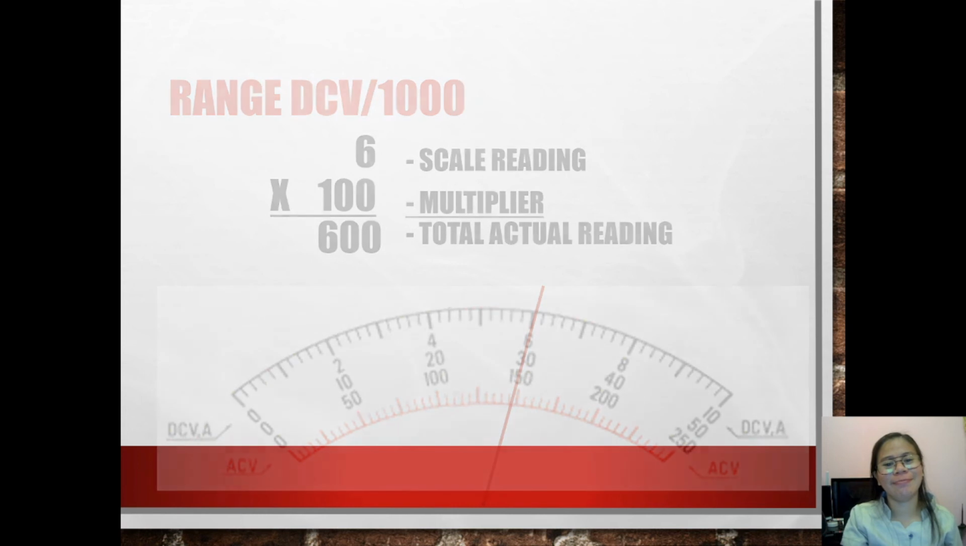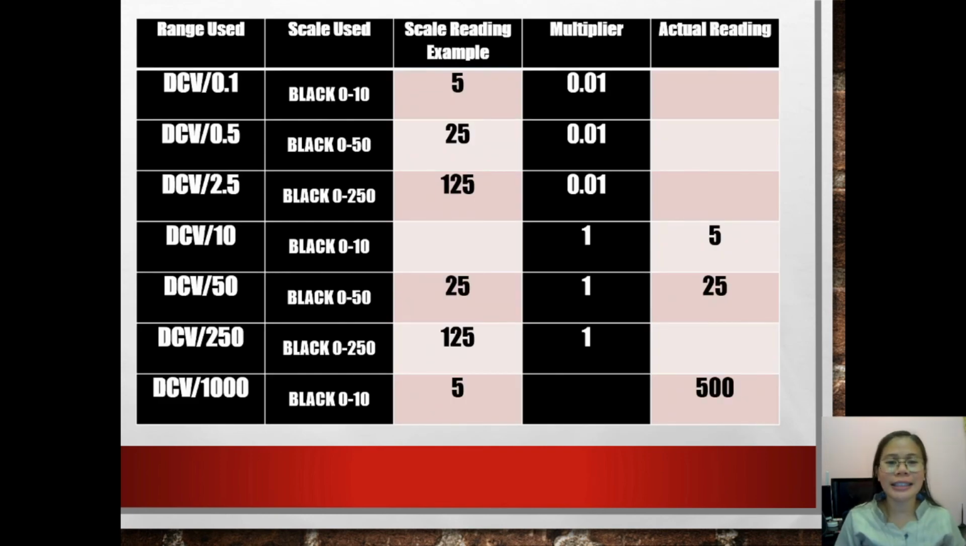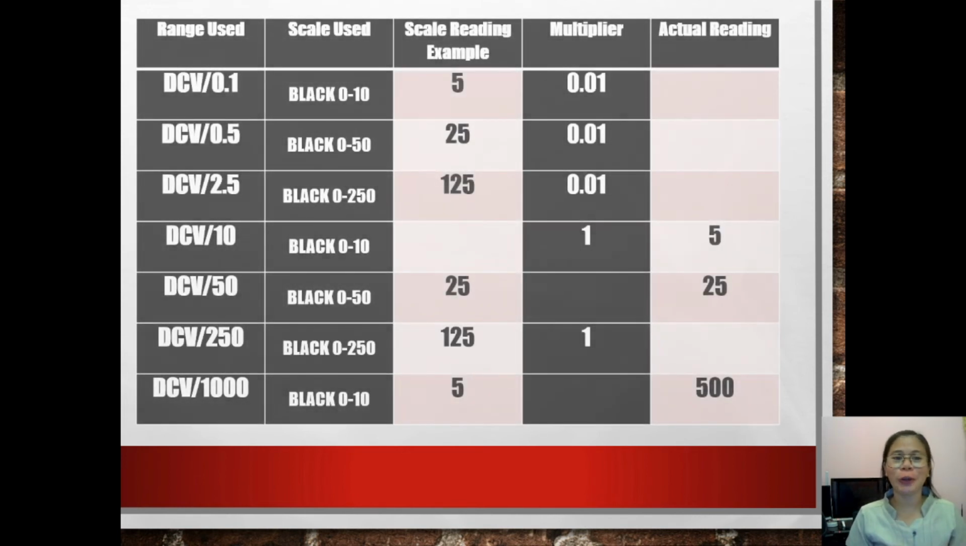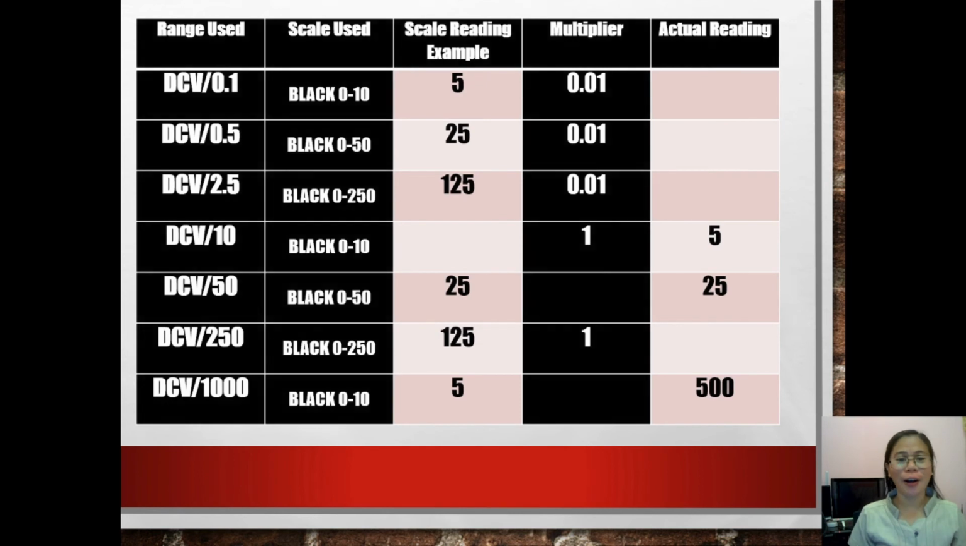Very good. Thank you for participating in our activity. Now that you know the different dial settings in DC voltage reading in an analog multimeter, let's have a short recap on our voltmeter chart. So for example here we have Range 0.1, the scale is 0 to 10. We have a scale reading of 5. The multiplier is 0.01.